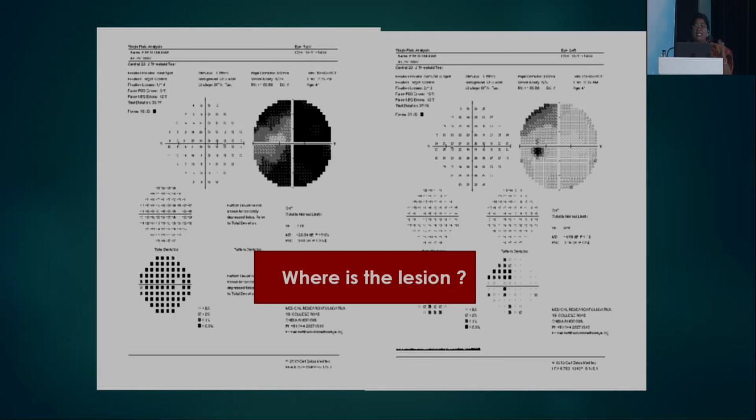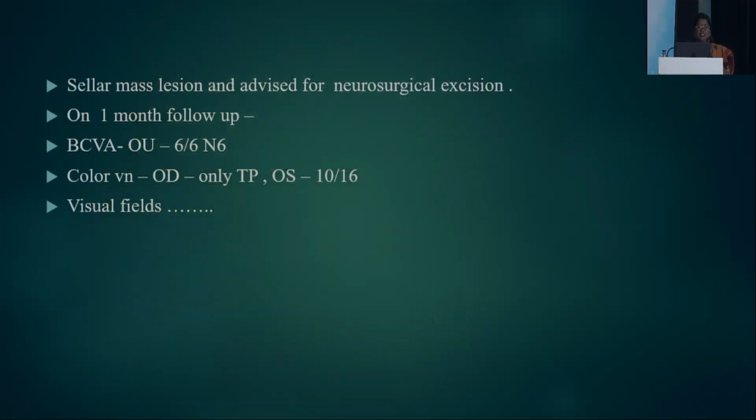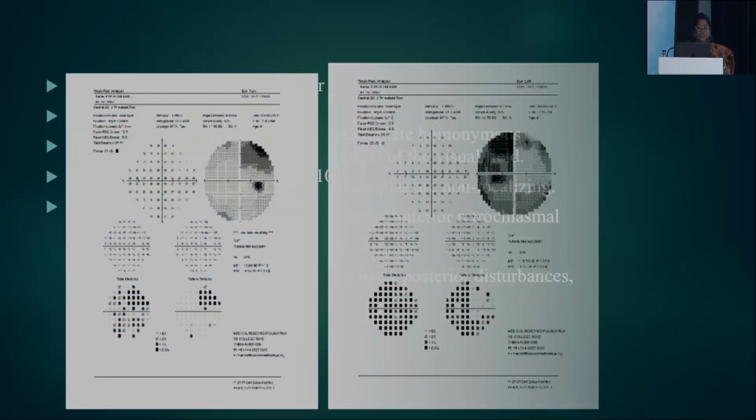So that's her fields. So that's a dense field loss, and again there's a sella mass which has to be operated. She had multiple cranial nerve involvement, and the lid signs were mistaken for thyroid eye disease. And post-surgery she had a good visual recovery.